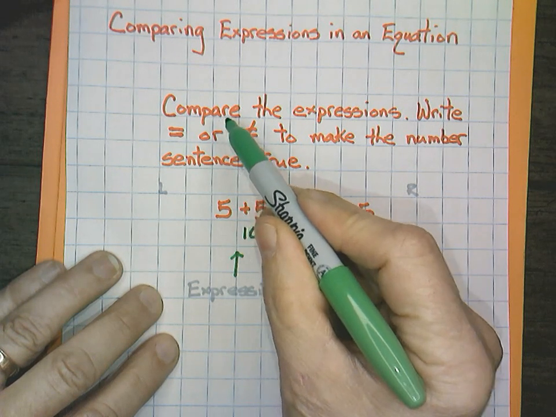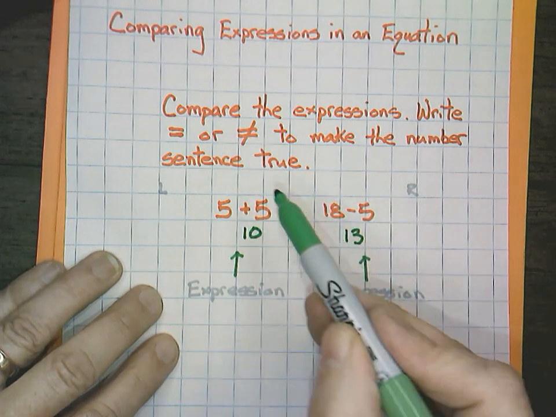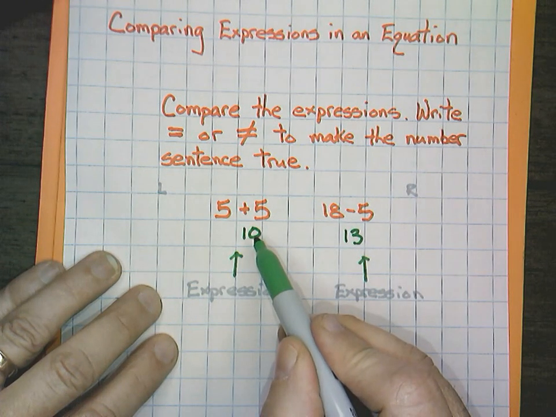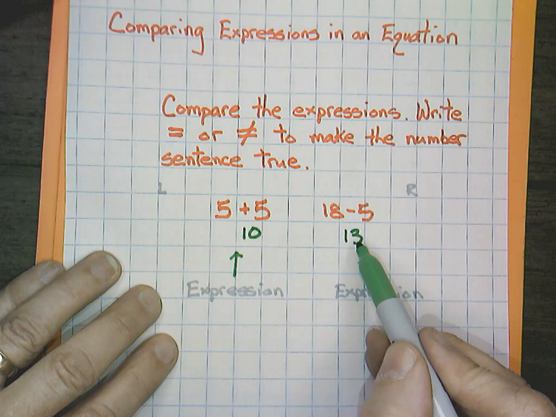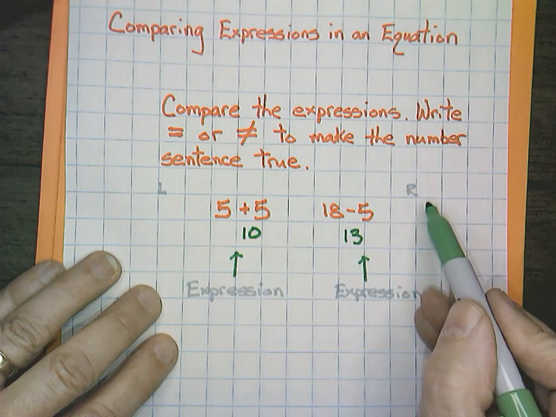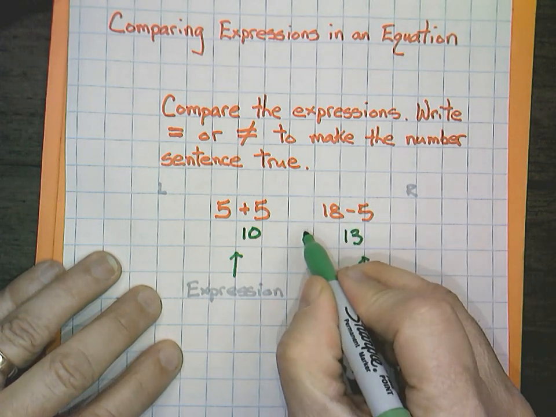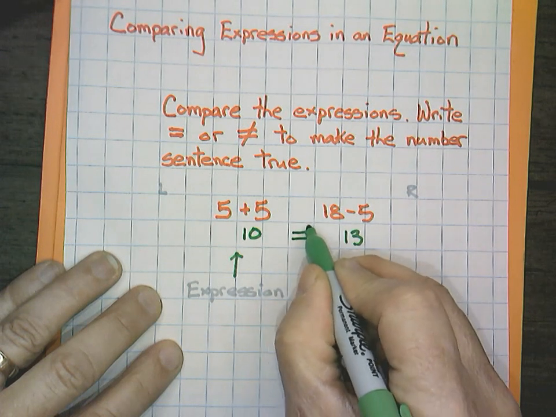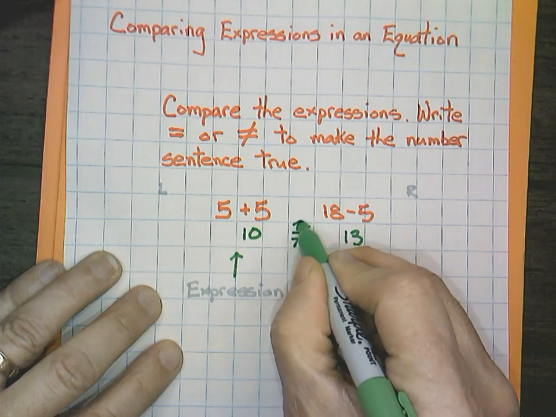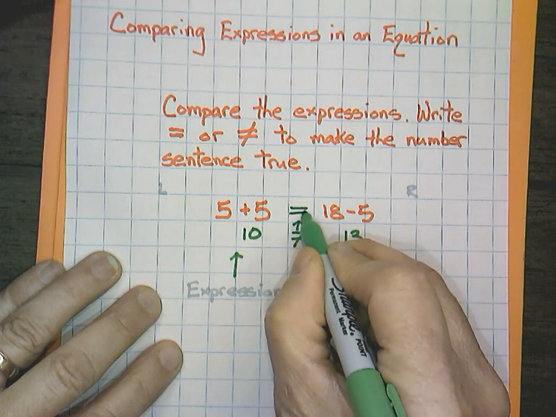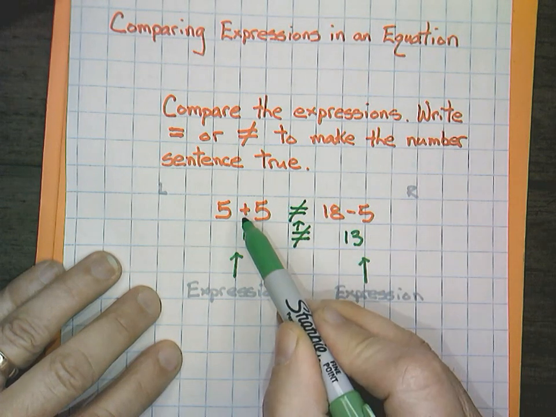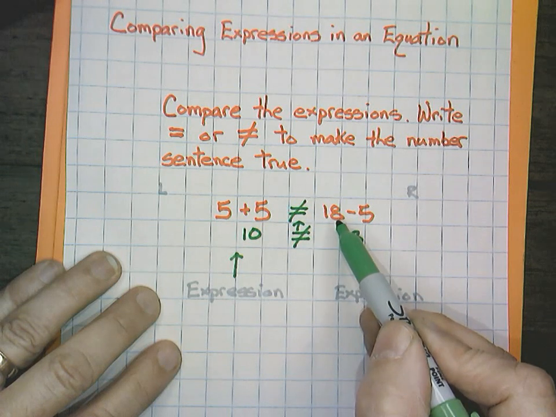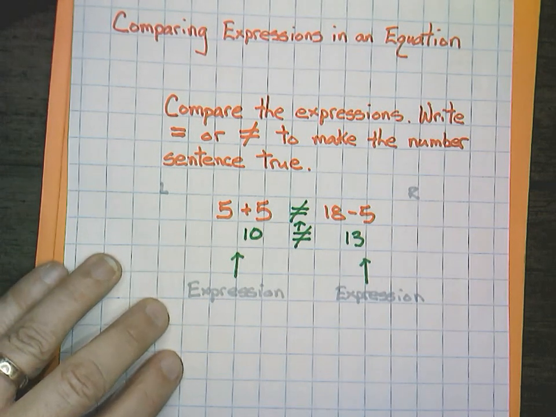Compare means that I put them side by side, and in this case, my directions are to use equal or not. Well, I can see that 10 on the left is not equal to 13 on the right, so the correct symbol would be the not equal symbol, but actually it would go up here. So we would say that 5 plus 5 is not equal to 18 minus 5.